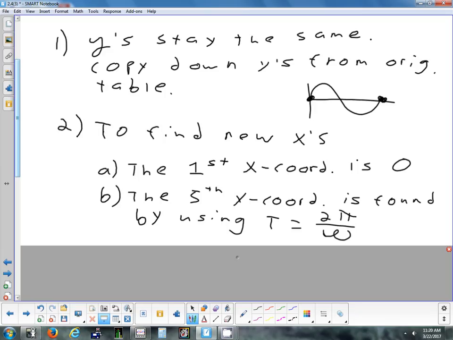And now, how many coordinates do we have all together in our table? 5. We have 5. Right now we have 2. But what do we know about those 5 points in the table? They're not just 5 random x values. There's something special about them. They're the 0, the pi over 2, the pi, the 3 pi over 2, and the 2 pi. What is special about those numbers I just said versus me saying 2, 10, 97, -8?